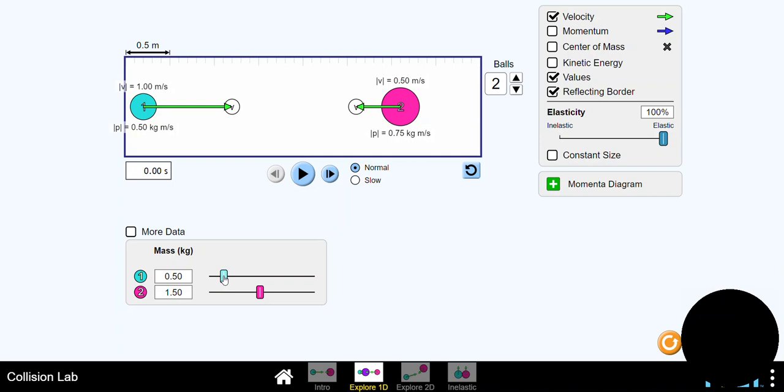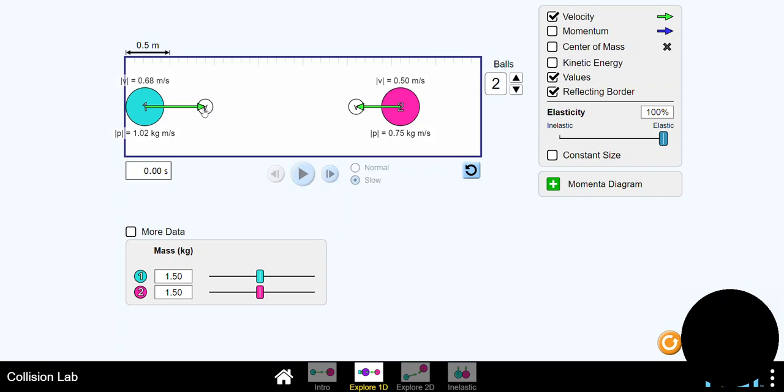You have a knob to control the mass of the bodies, so you can increase the mass. If I want, I can put two bodies with the same mass by moving this knob. I can make this move slowly, and then I can just click play to see how the collision occurs. So let's see this case. At the beginning we have body 1 with a velocity of 1 meter per second. The other body, number 2, has a velocity of 0.50 meters per second.